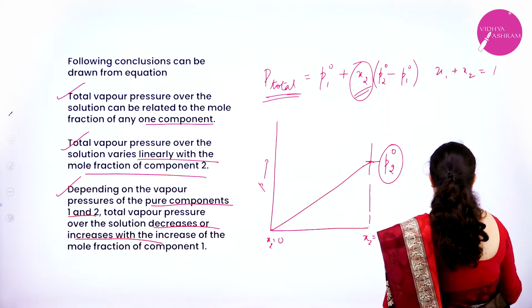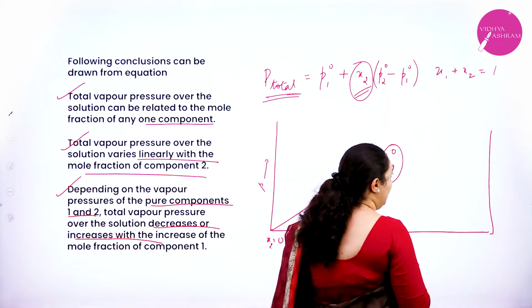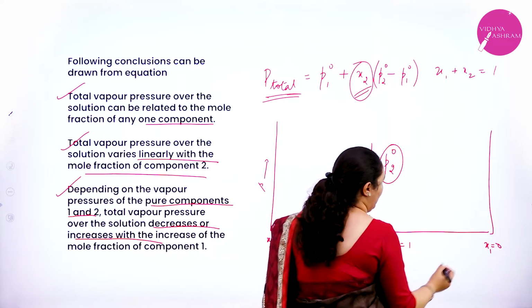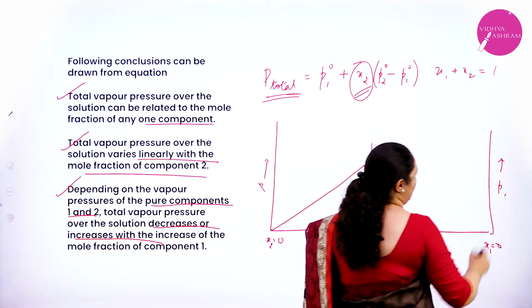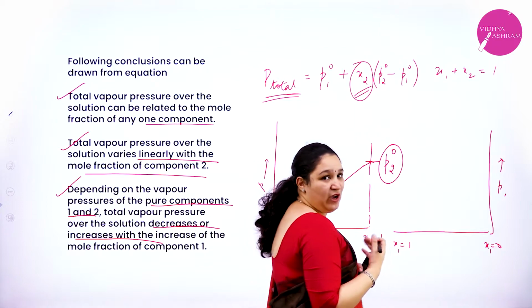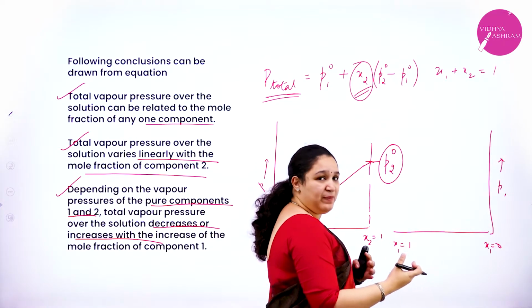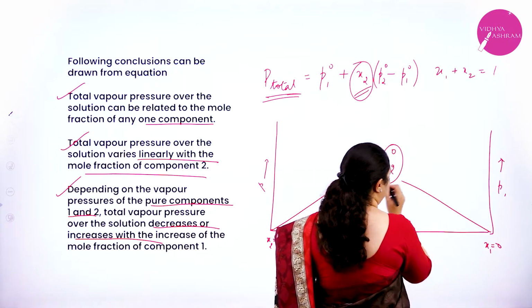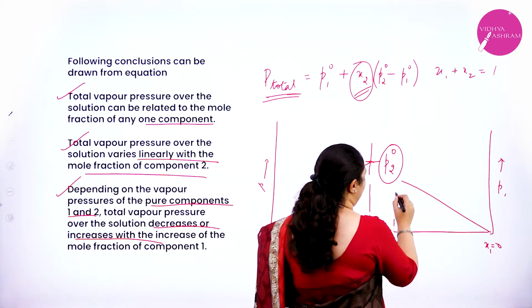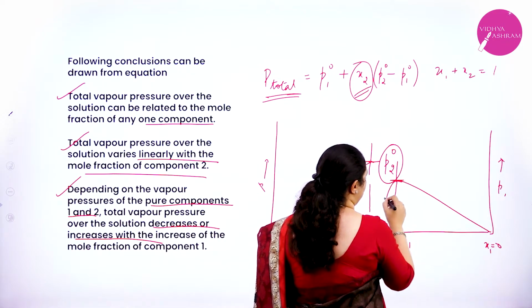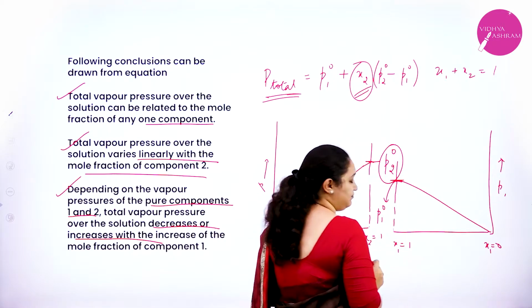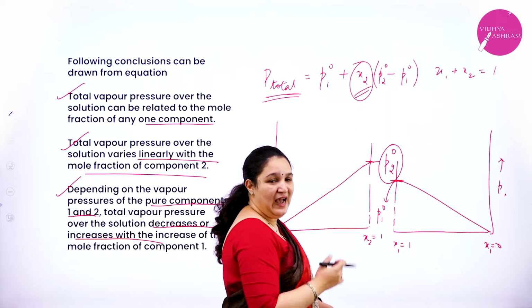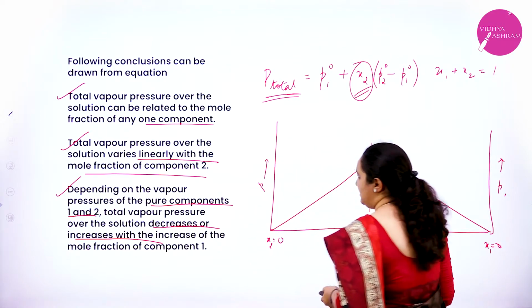In the same way, for example, I draw like this, in which x1 is equal to 0, x1 is equal to 1, and this is the partial pressure of P1. According to Raoult's law, as the mole fraction increases, the pressure also should increase, and I am going to get a graph like this. At this point, whatever pressure I get is P1 naught. Correct? Now if I merge these two, I am going to get a graph something like this.